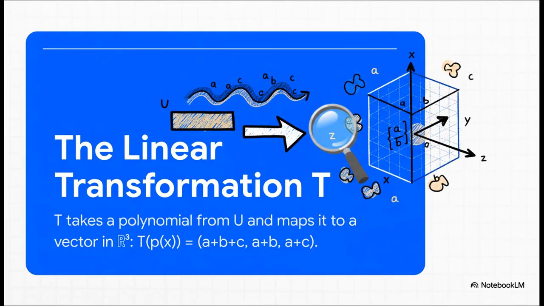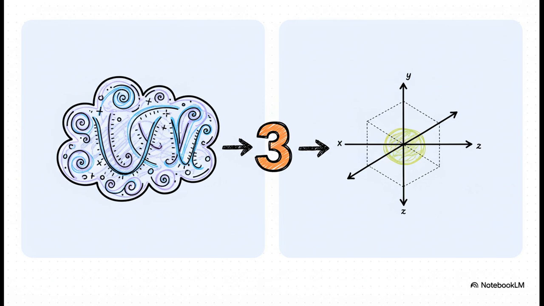Okay, so this is the linear transformation, T, that the problem gives us. Think of it like a machine. You feed it one of our polynomials from U, and it spits out a vector in R cubed. And notice how it works. The coordinates of the vector it spits out are made from the exact same A, B, and C parameters that define the polynomial in the first place. That's not a coincidence. And this is where things get really interesting. On the one hand, we have U, the space of polynomials, functions. On the other, we have R3, a space of simple vectors, just points in space.